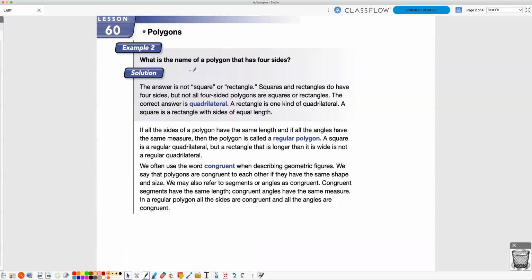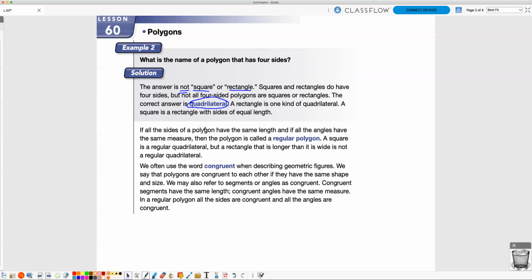So what's the name of a polygon that has 4 sides? The answer is not simply square or rectangle. Squares and rectangles do have 4 sides, but not all 4-sided polygons are squares or rectangles. The correct answer to this question would be quadrilateral. A rectangle is one kind of quadrilateral, and a square is a rectangle with sides of equal length.